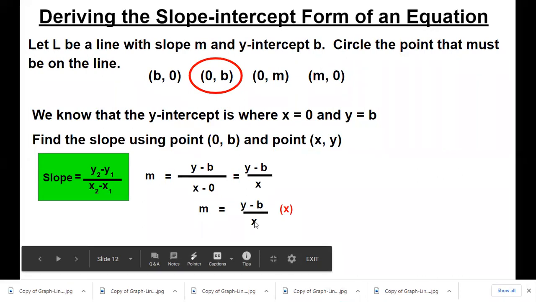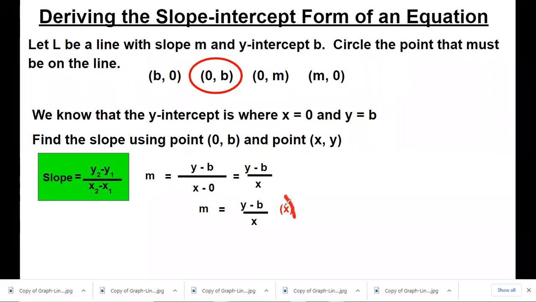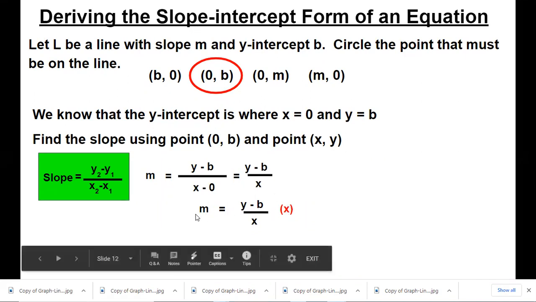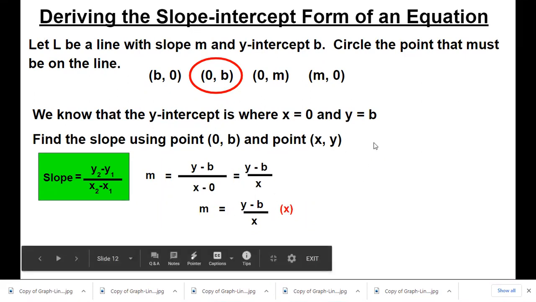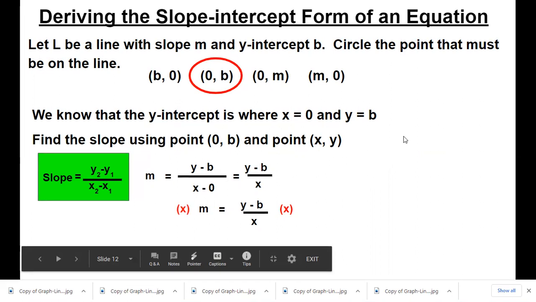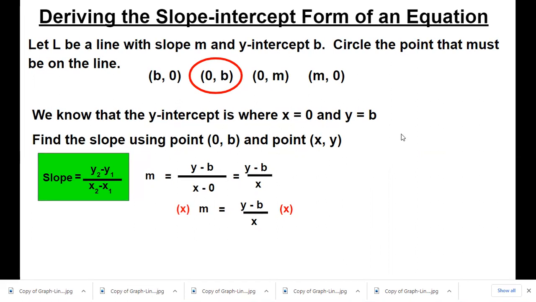And I have to get y by itself, right? Because I want to get the slope-intercept form where y equals mx plus b. So I'm going to multiply by x, and these two are going to cross off. I have to do the same thing to both sides. So if I multiply by x here, I've got to multiply by x on this side. Yes, so now I'm multiplying by x on both sides. The x's on the right are crossing off.